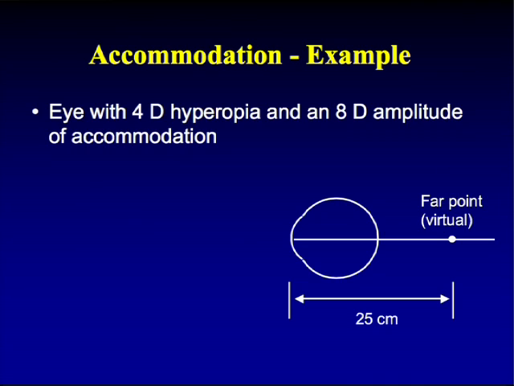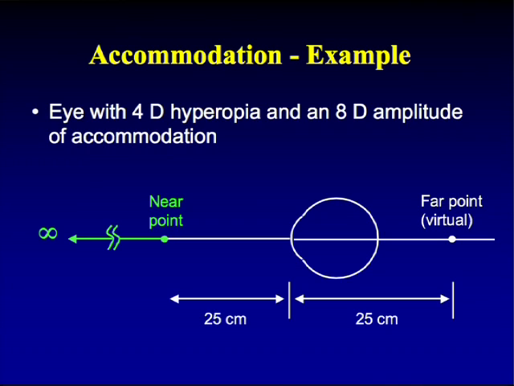So let's look at some examples of this. Here's a patient who has 4 diopters of hyperopia and an 8 diopter amplitude of accommodation. In order for this person to see clearly at distance, they have to use up 4 out of their 8 diopters of accommodative amplitude just to see clearly at infinity. That leaves them 4 diopters left over to apply to bringing the target in closer. So their near point is going to be 1 divided by 4 diopters, or 25 centimeters away. So their range of accommodation is going to be from infinity up to 25 centimeters away.